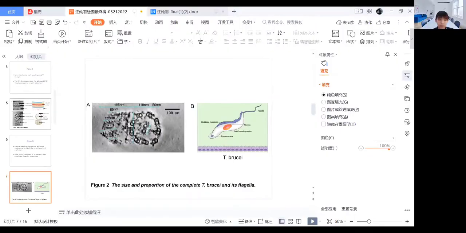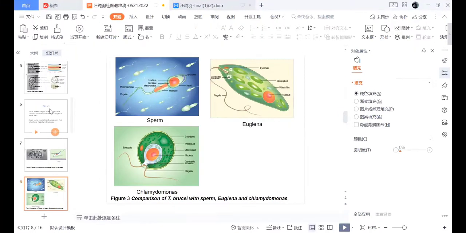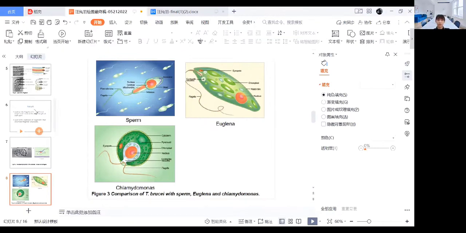Figure two shows the size and proportion of the complete T. brucei and its flagellum. Because the flagellum is a very important structure, not only for T. brucei but also for other organisms, I chose three common ones in our life to emphasize the importance of the flagellum. I chose sperm, Euglena, and Chlamydomonas.